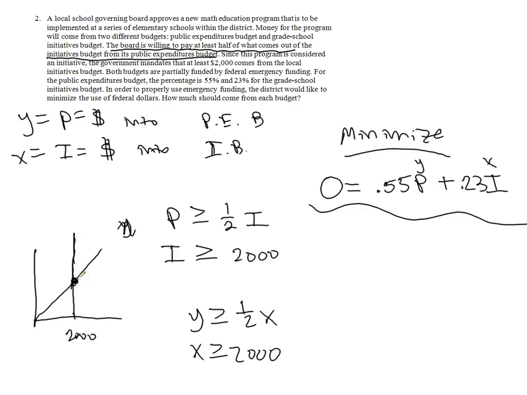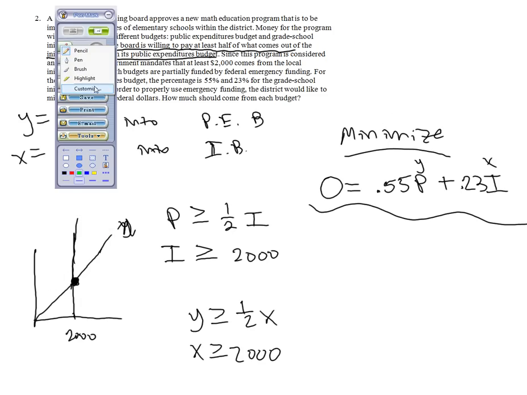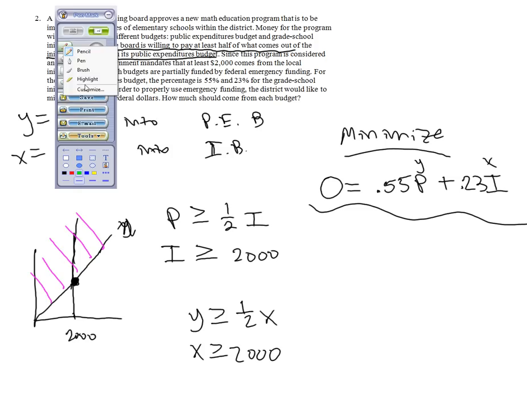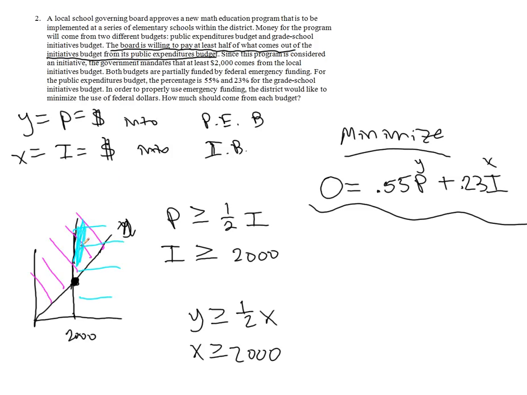So that means there'll be one corner point right here, because y is greater than or equal to 1/2 x, which means we shade up here, but x greater than or equal to 2,000 means we actually shade in the opposite direction. So we actually shade over here. So that means this region here becomes the feasible region.